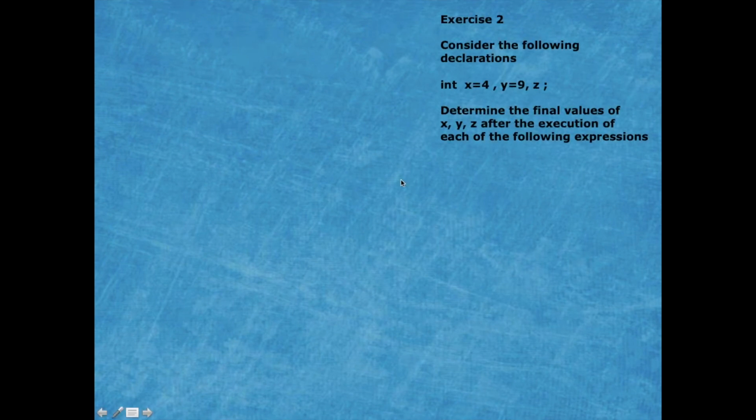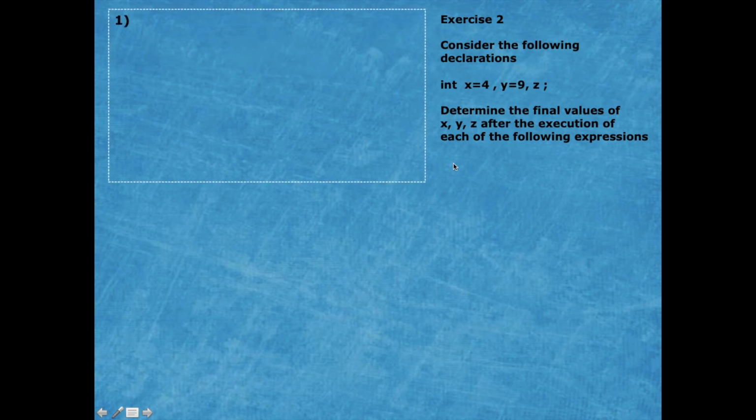Now let's go to another exercise. I suggest you pause the video and read the question. Okay, so x is equal to 4, y is equal to 9, and we are supposed to determine the final values of x, y, z after the execution of each of these expressions. So the first expression is this one.